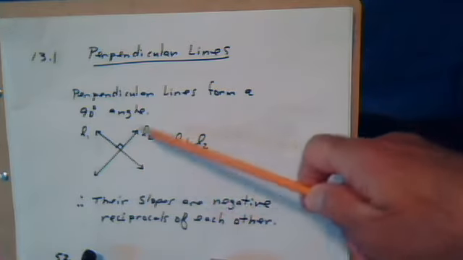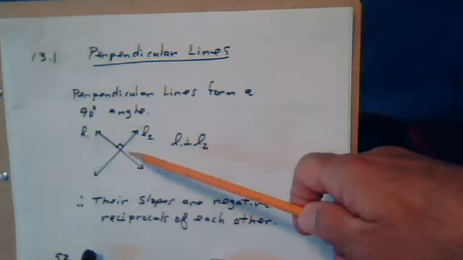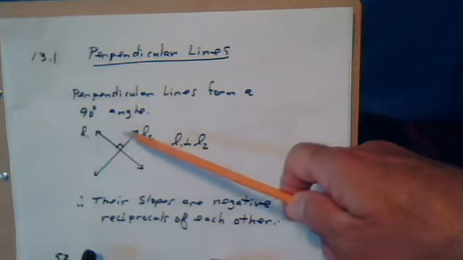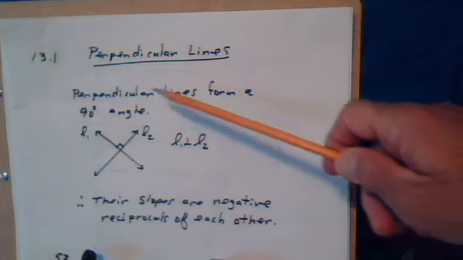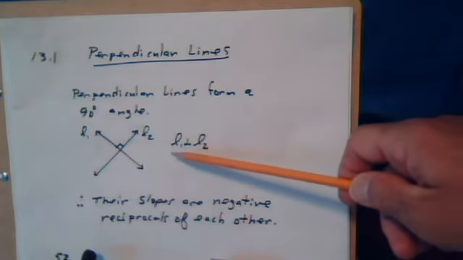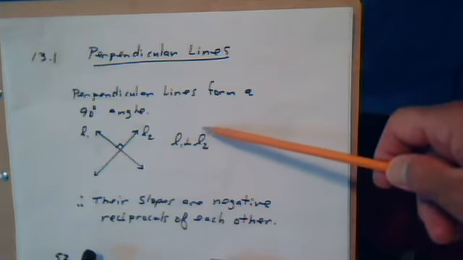Okay, so perpendicular lines, we know we have them if we have that 90-degree angle between them. This is a symbol for perpendicular. So you could use the word or the symbol. Line 1 is perpendicular to line 2.